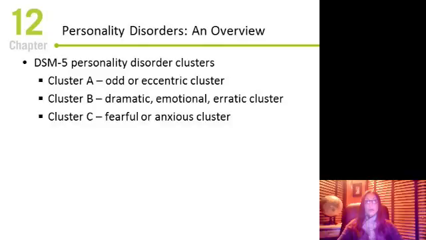So now you have the three clusters. The cluster A disorders are all based around odd or eccentric traits. Cluster B are all dramatic, emotional, or erratic types. And cluster C's are all based around being fearful or anxious.